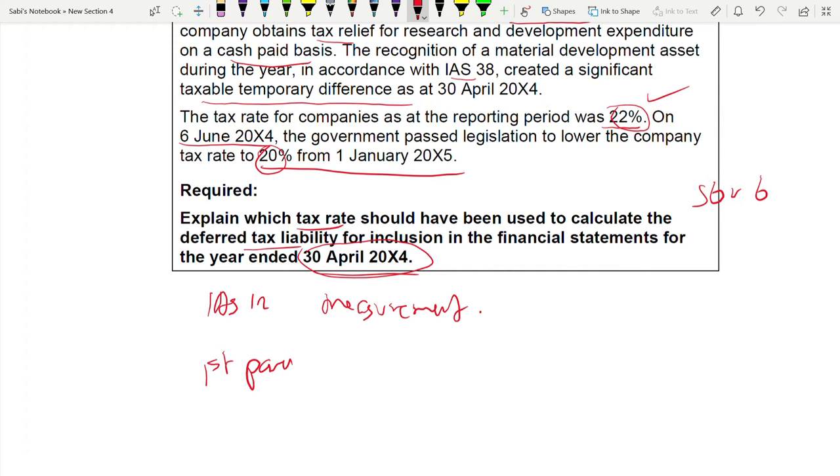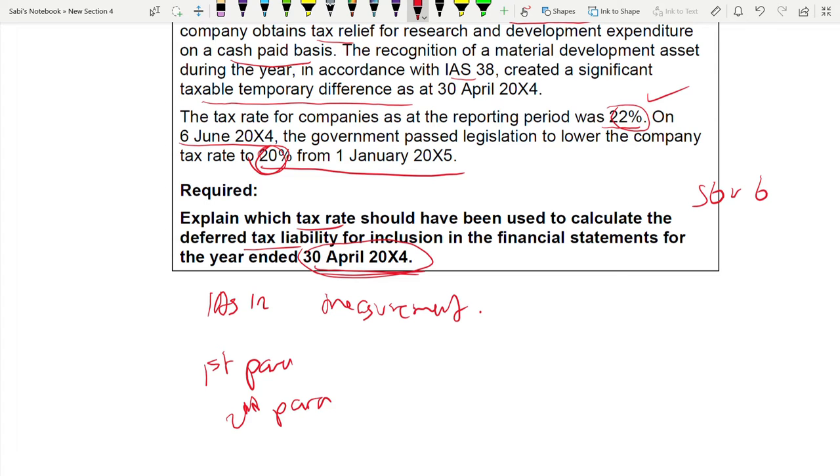In the second paragraph, what are you going to do? You should say that the government enacted this 20% tax rate after the reporting period, or after the period end. Therefore, it should not be used when calculating deferred tax liability for the year ended 30th April 2004. Rather, the current 22% rate should be used instead. You see, you are using the terms of IAS 12 to answer this question.